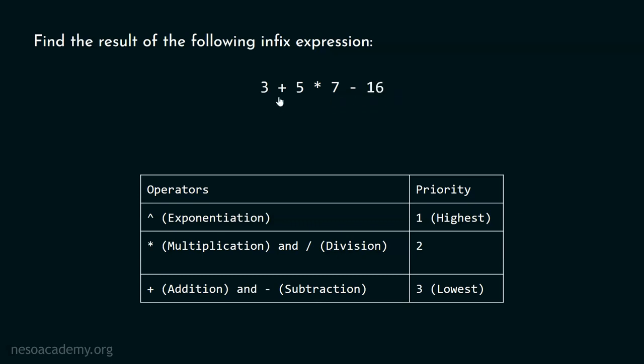And after this we have plus, multiply, minus. We know that multiplication has the highest priority. Therefore we'll perform this first. 5 into 7 is 35. Now we have addition and subtraction. Now there is one problem. Which one will we perform first? Shall we perform subtraction first or addition first? They both have the same priority.